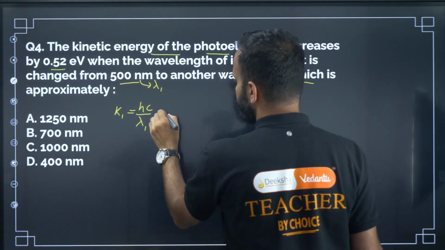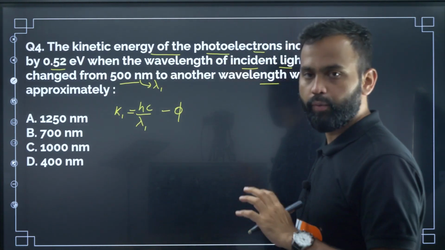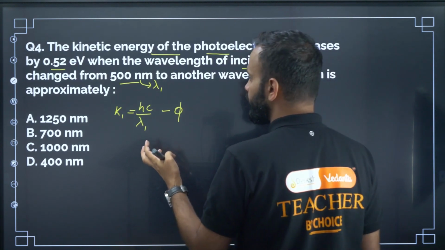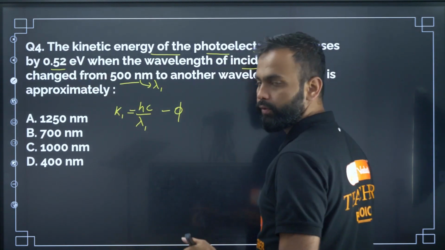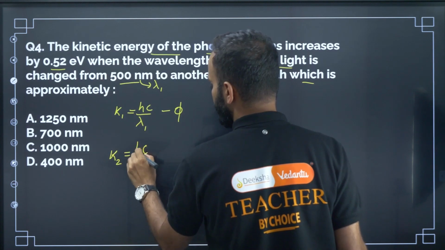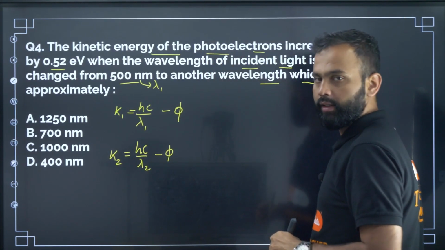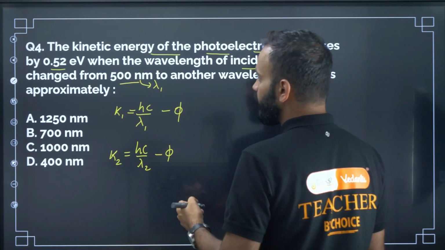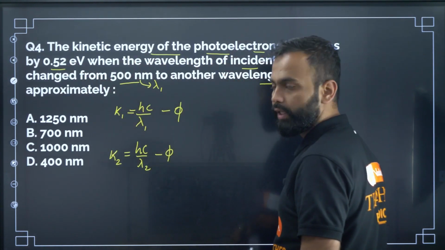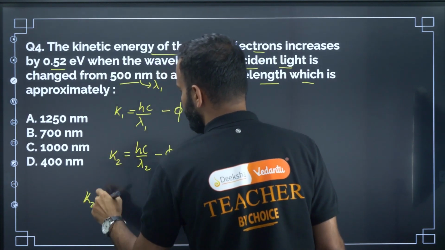minus phi. What is phi? Phi is the work function, right? Now it is changed, right? Kinetic energy is increased by 0.52 electron volt. Now the new kinetic energy is equal to hc by lambda 2 minus phi, right? So what is the change in kinetic energy? The change in kinetic energy is 0.52 electron volt, right?